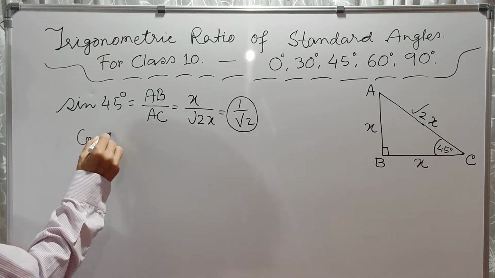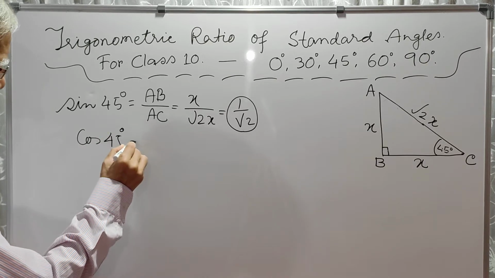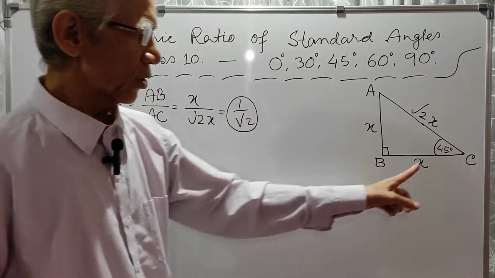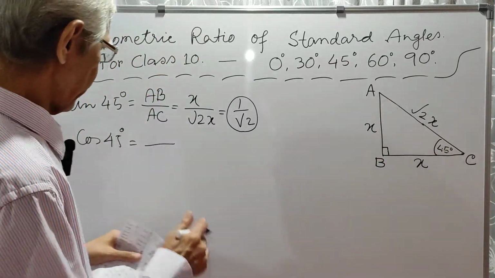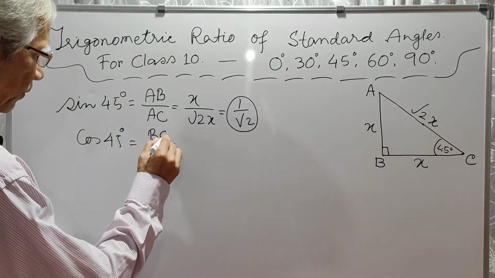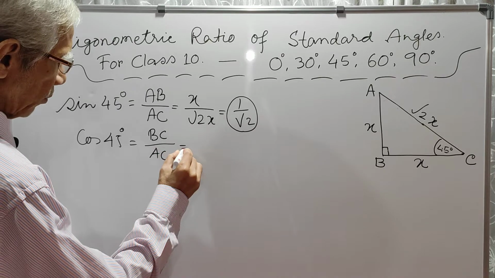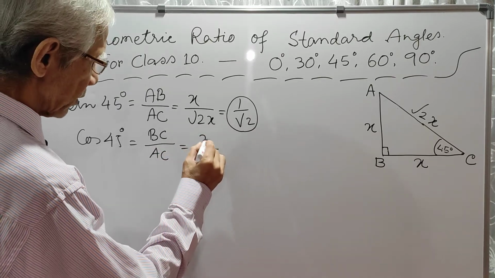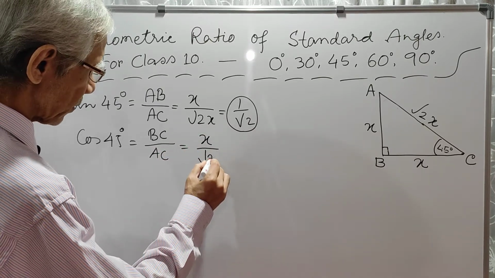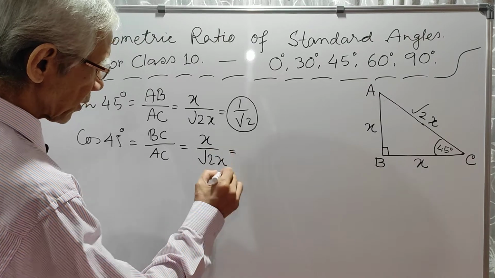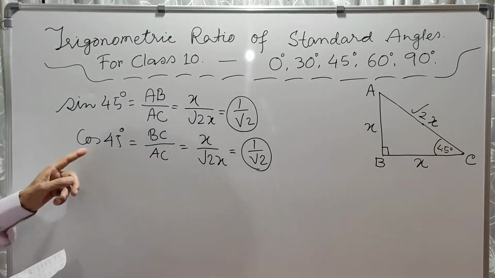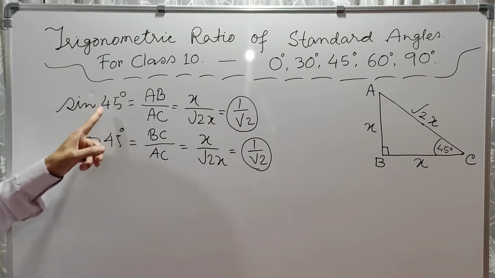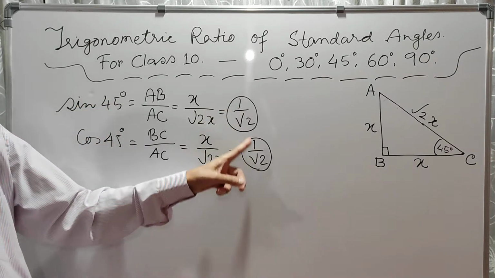Next, cos of 45 degree. Now cos of this angle is adjacent by hypotenuse, that means BC by AC. Now BC is X and AC is root 2x. So again X, X cancel, what we get? 1 by root 2. So this is the value of cos 45 degree. So sine 45 degree and cos 45 degree happen to be equal.